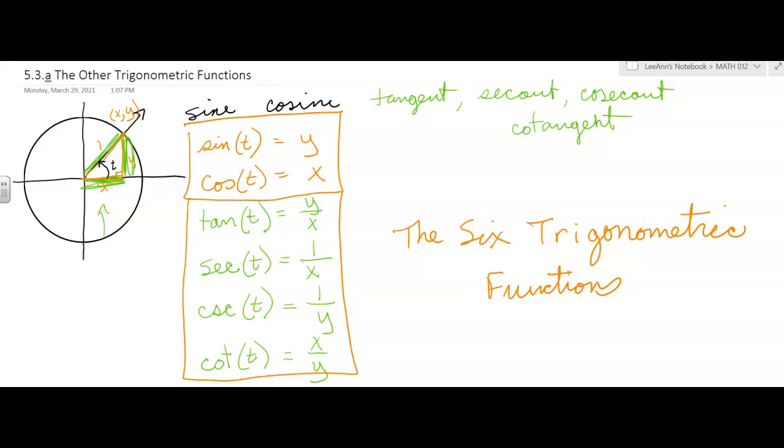And one thing I didn't mention, but I should, for tangent, x cannot equal 0. For secant, x cannot equal 0. Oops. For cosecant, y cannot equal 0. And for cotangent, y cannot equal 0. So just remember, we're still not dividing by 0.